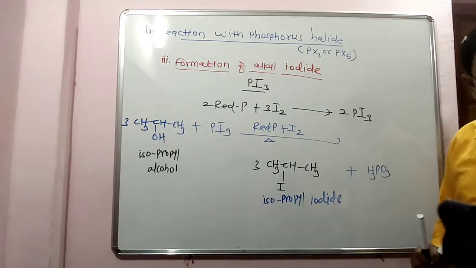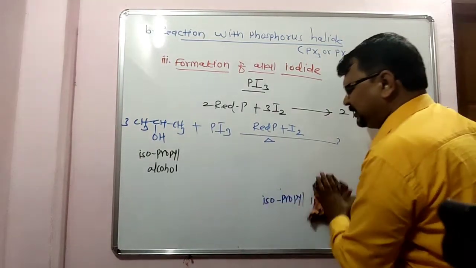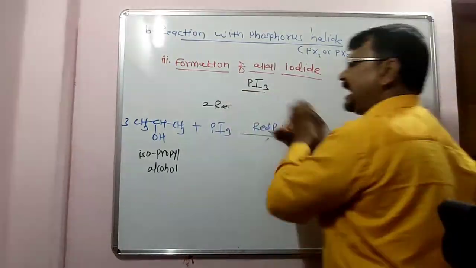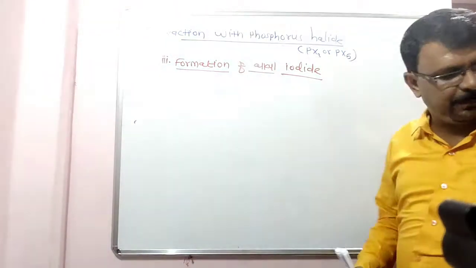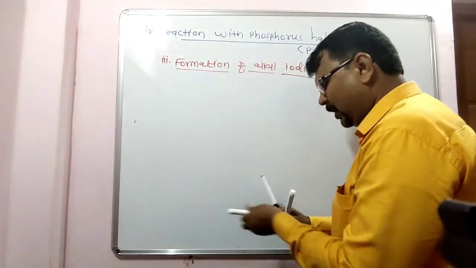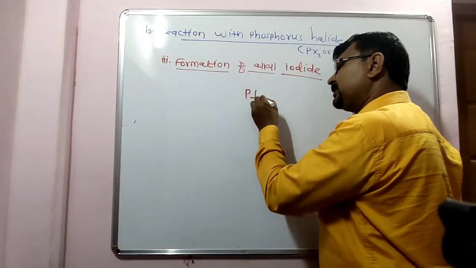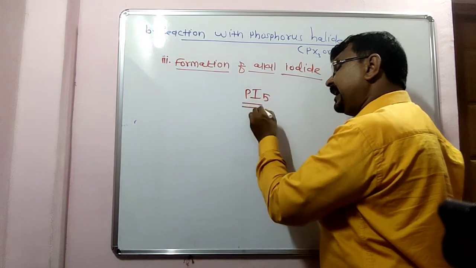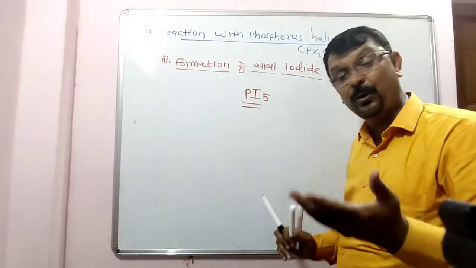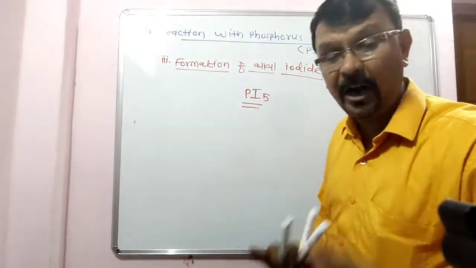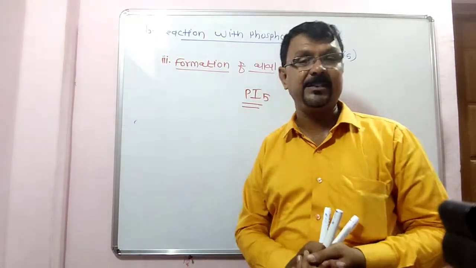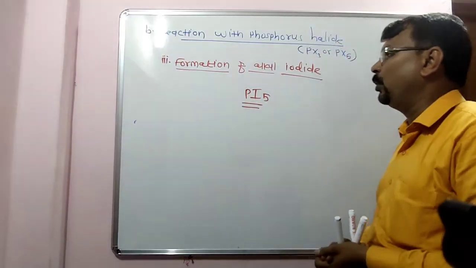Correct? Yes. Look here, next is by using phosphorus pentaiodide. All of you look here, phosphorus pentaiodide does not exist, therefore there is no reaction with the alcohol. PI5 does not exist, therefore no reaction with the alcohol.